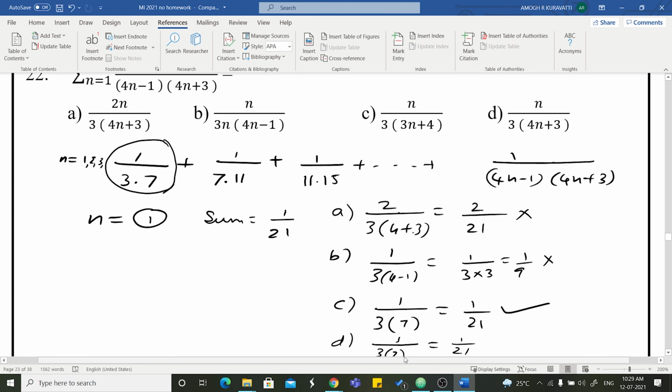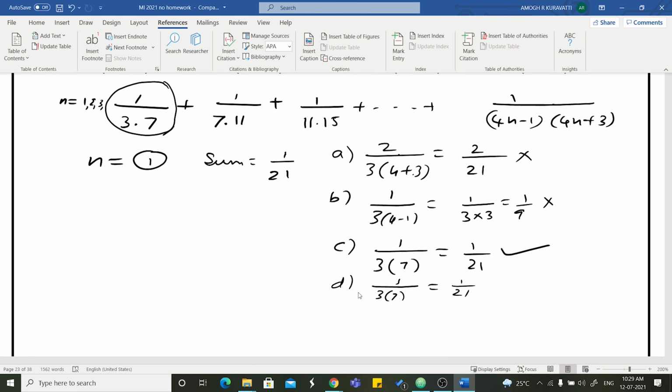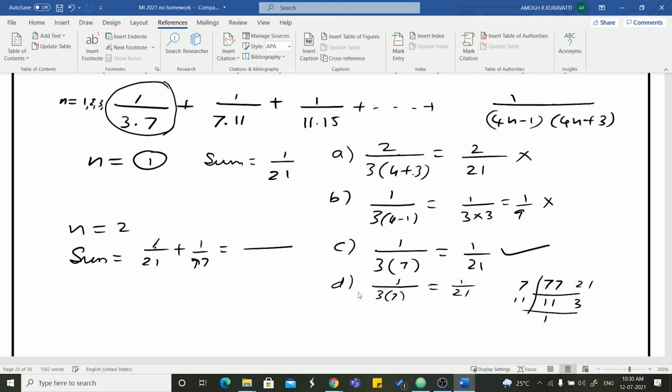Go for n is equal to 2. Next, check it. For n is equal to 2, among C and D, which one is the right option? If you take n is equal to 2, that means sum of two terms, 1 by 21 plus 1 by 77. So what is the LCM of 77 and 21? 7 elevens are 77, 7 threes are 21, so 7 into 11 into 3, 33 sevens are 231. So the LCM is 231.